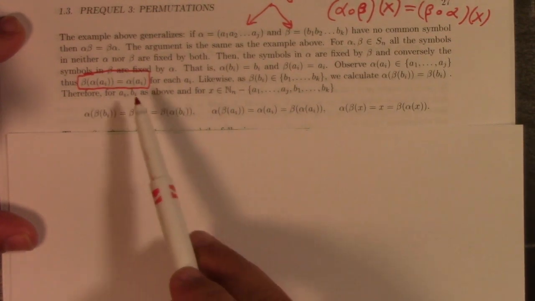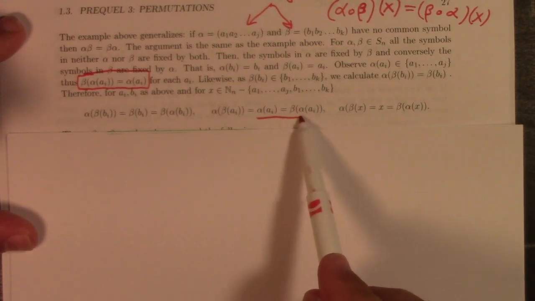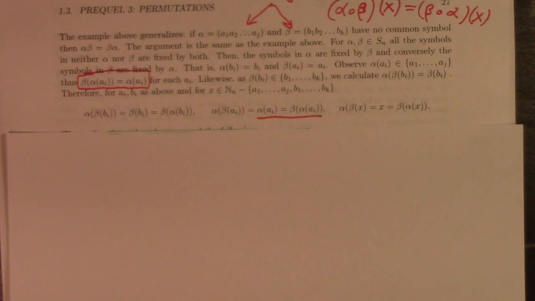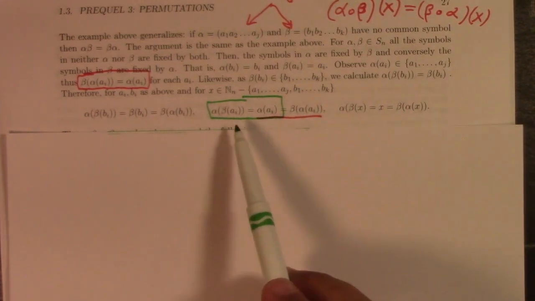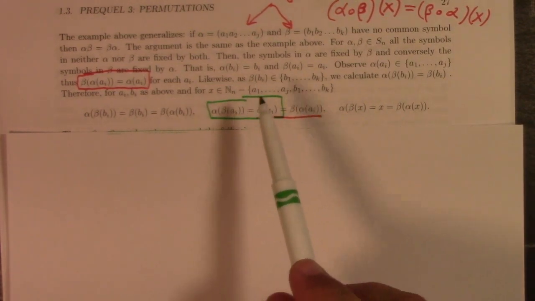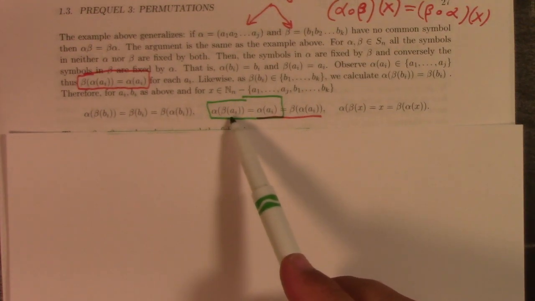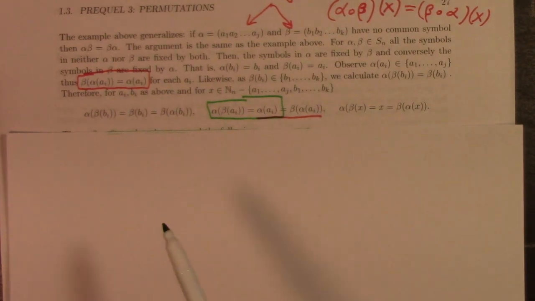Beta of alpha of a_i is alpha of a_i, right? So I've talked about that. Why is alpha of beta of a_i equal to alpha of a_i? Let's think through that for a second. Well, beta of a_i is what? It's a_i again. So this is alpha of a_i. So they meet in the middle. This is equal to that, right?